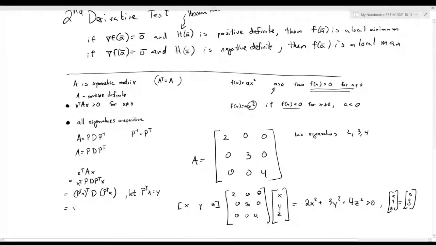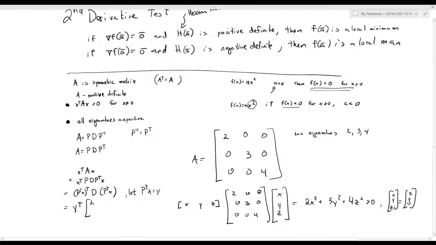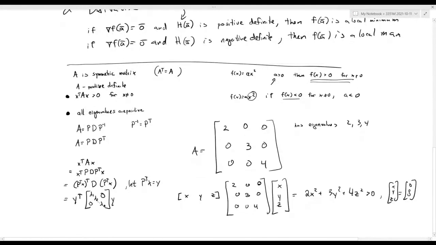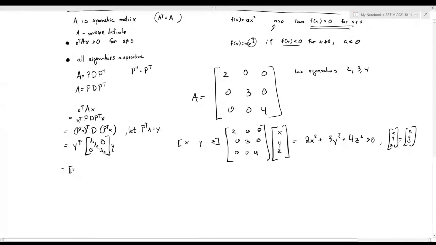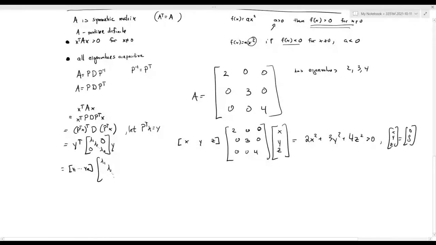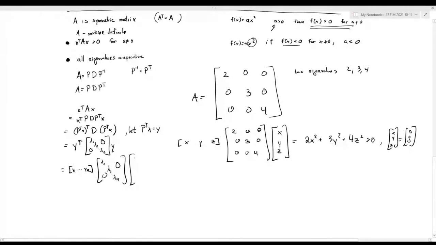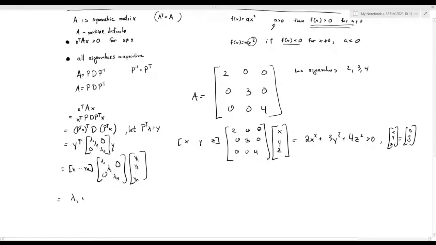So we're going to get Y transpose, that diagonal matrix with just the eigenvalues, times Y, where here we're thinking of Y as a vector with coordinates. If you do this multiplication, you're just going to get lambda 1 times y1 squared, lambda 2 times y2 squared, and so on. Obviously, if all the eigenvalues are positive, this has to be positive, because you're squaring stuff and adding positive stuff.